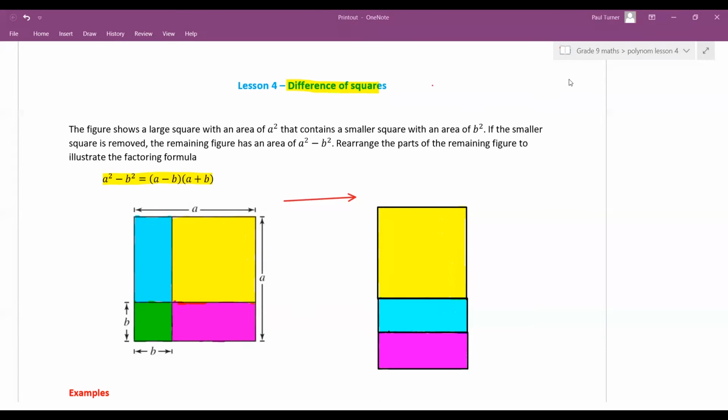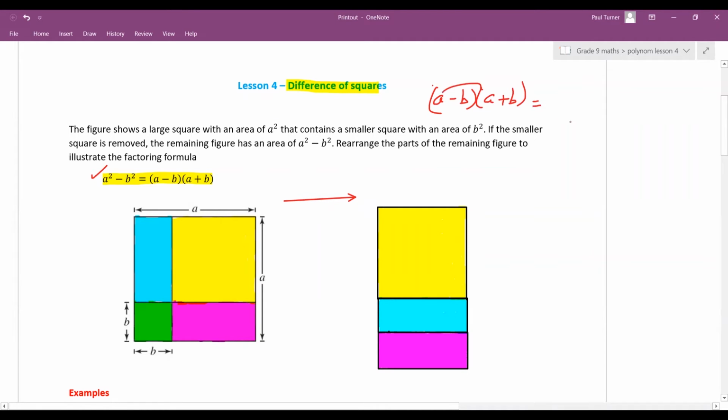Okay. So yeah, this is your formula, the difference of squares formula. I've drawn a picture here to show you why the formula is like it. But if you expand your a minus b times a plus b, we'll see what we get.